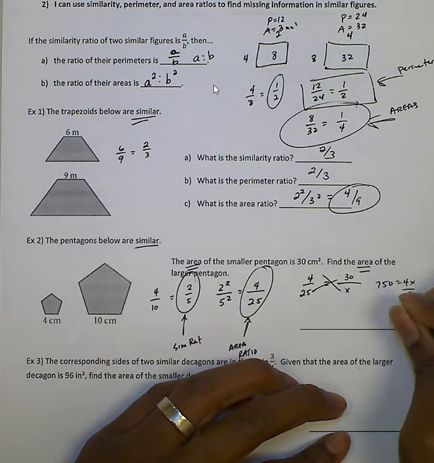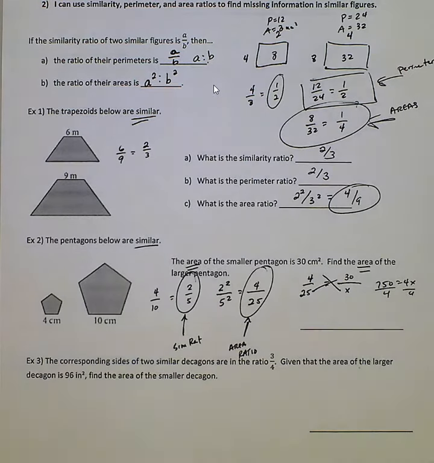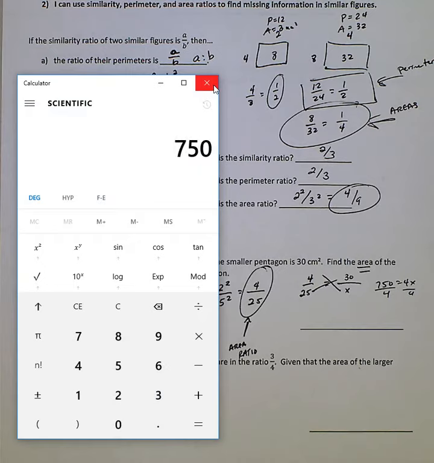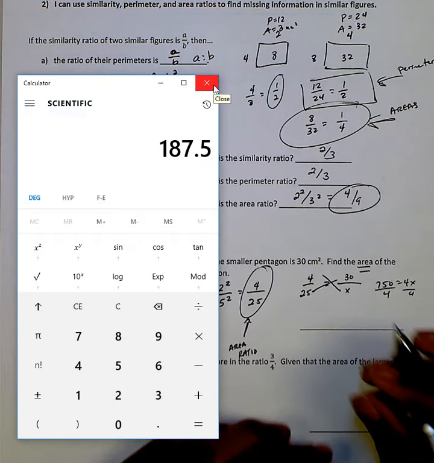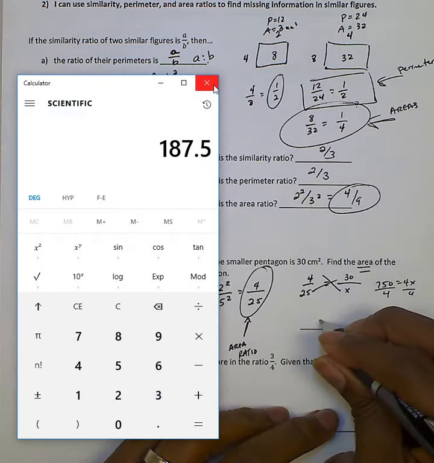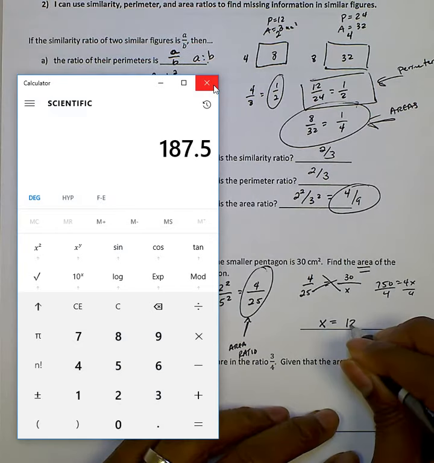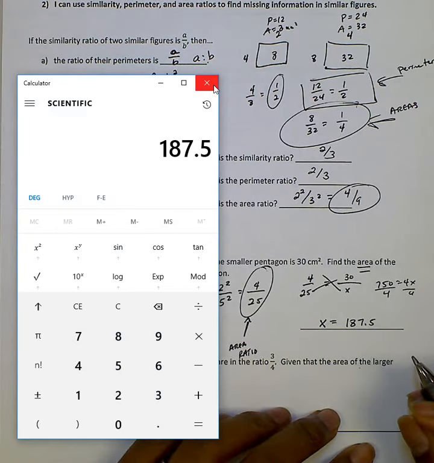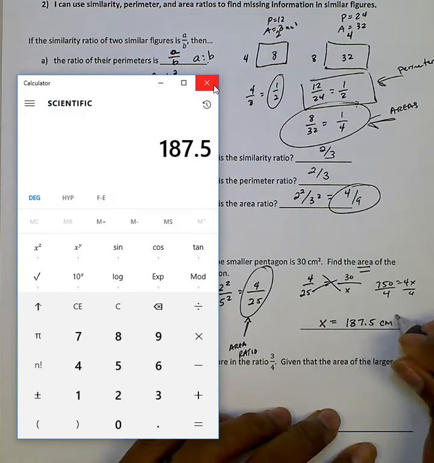Divide by 4. 750 divided by 4 is 187.5. So we find the area of the larger pentagon to be 187.5 centimeters squared.